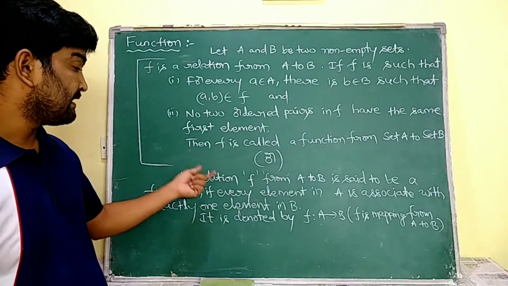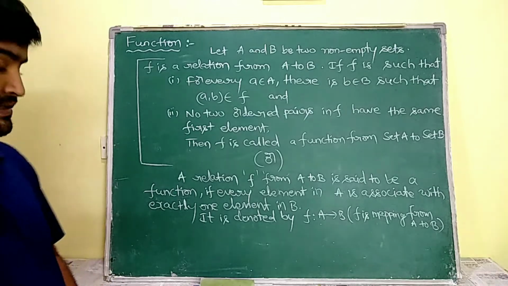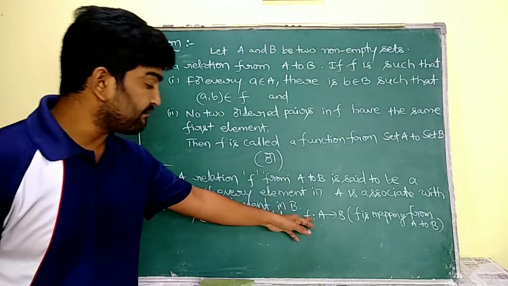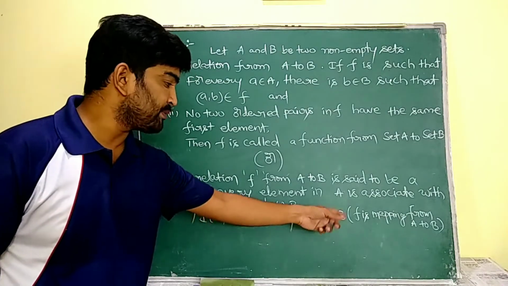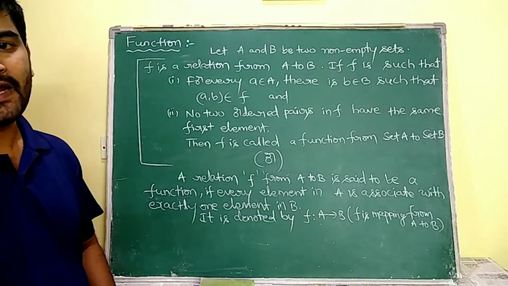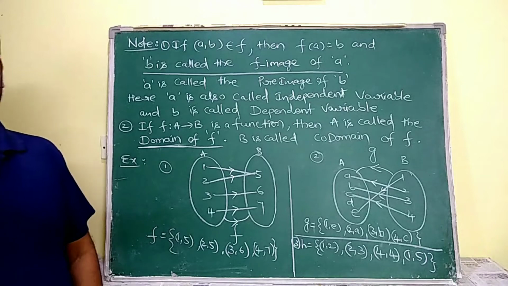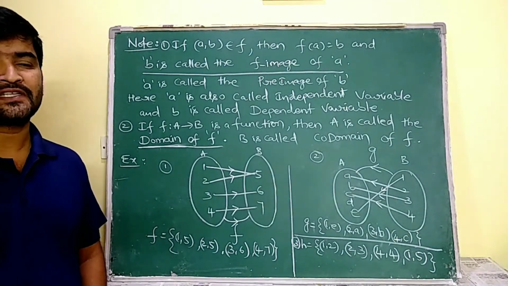Then that relation F is said to be a function. It is denoted by F is mapping from A to B. It is written like this, and it is pronounced as F is mapping from A to B. Here some note points are there.